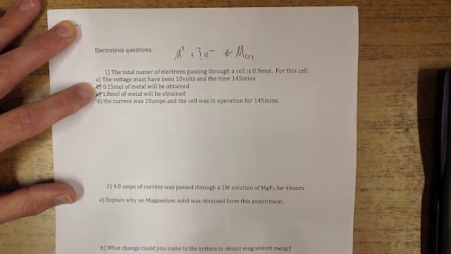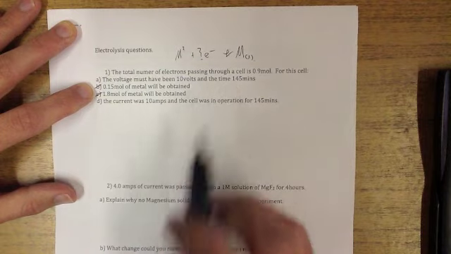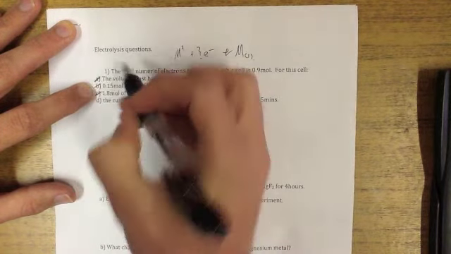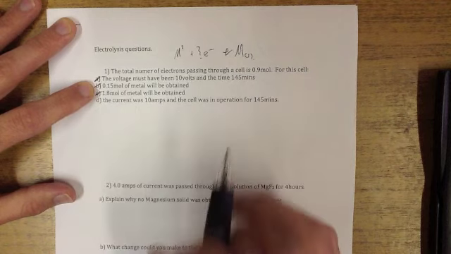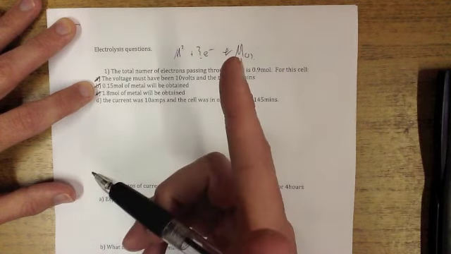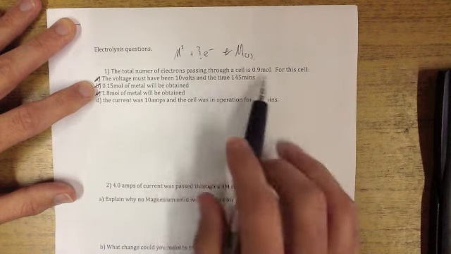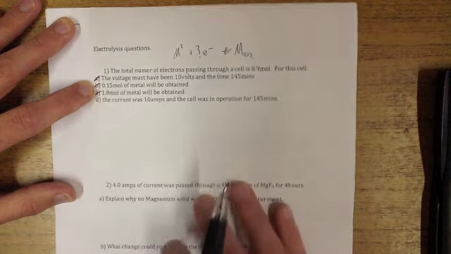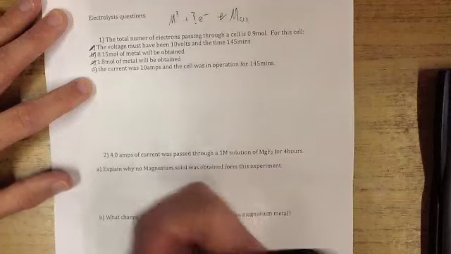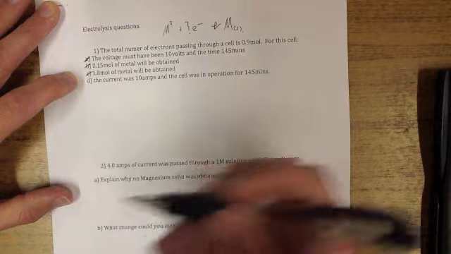The next one I can cross out straight away is the voltage must have been 10 volts at the time 145 minutes. Why? Because we can't work out voltage from this information. Voltage needs to know amps, charge, and time. So we haven't got any amps here, so we can't actually work out the voltage. So what I'm going to do is look at the equations to work these things out.